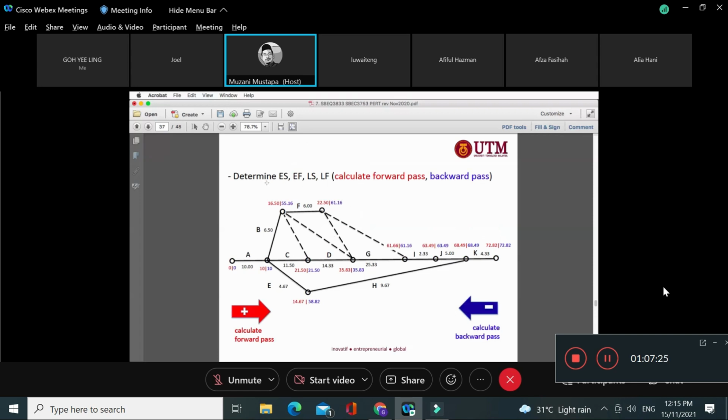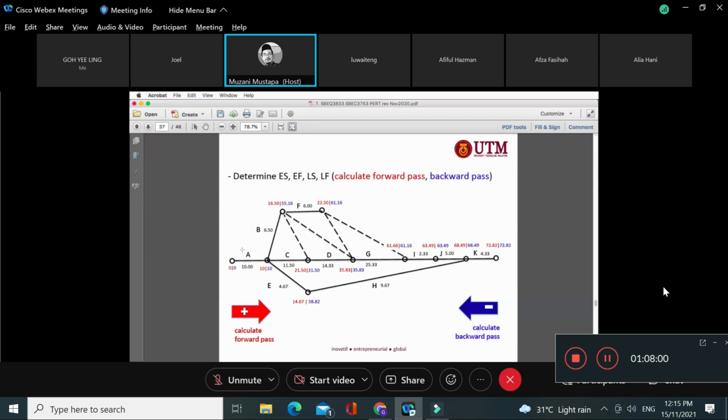Alright, so in terms of determining the early start, early finish, late start, late finish, you have to calculate the forward pass and backward pass. After that you get the numbers for ES, EF and so on. There's an easy shortcut. You can see where the numbers on both sides are the same. Basically it is an indicator that the particular activity has a total float of 0, which indicates the critical path line.